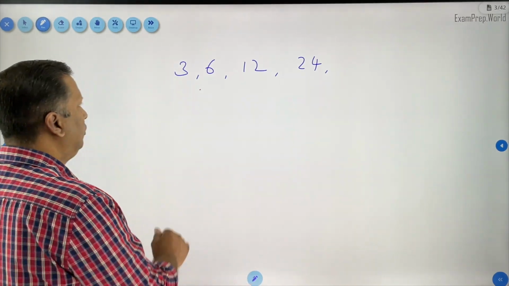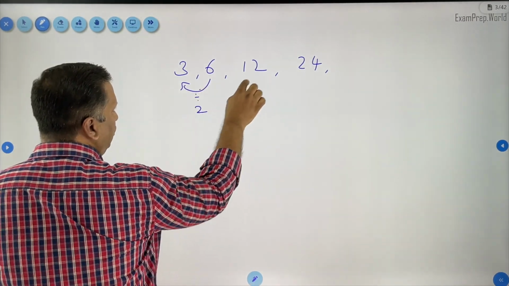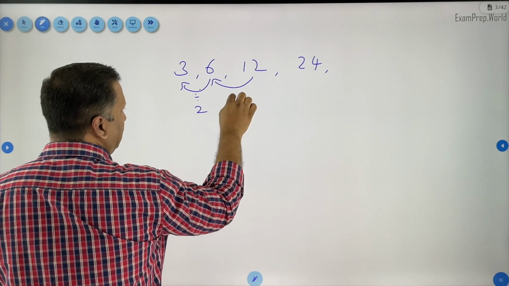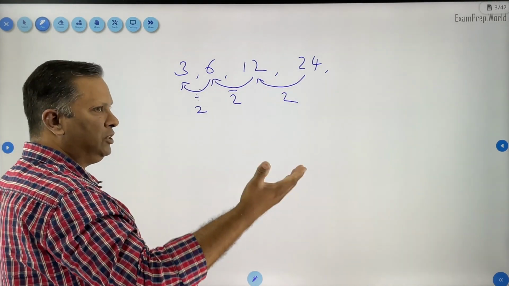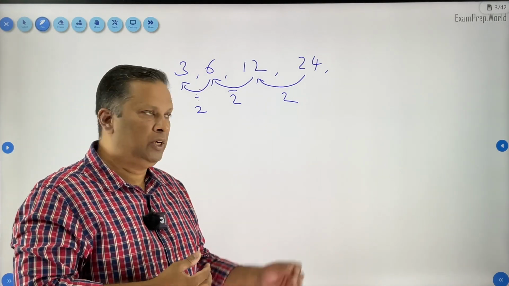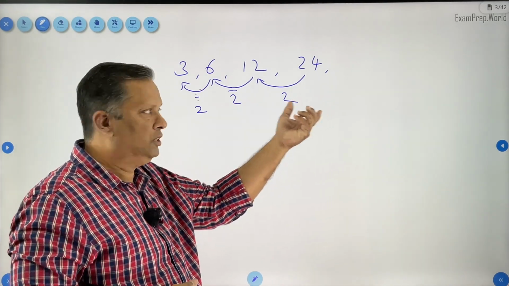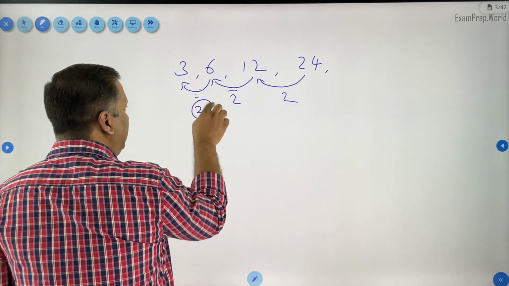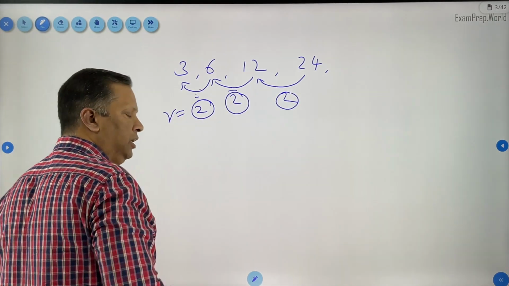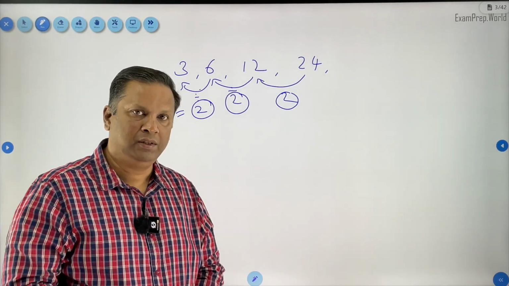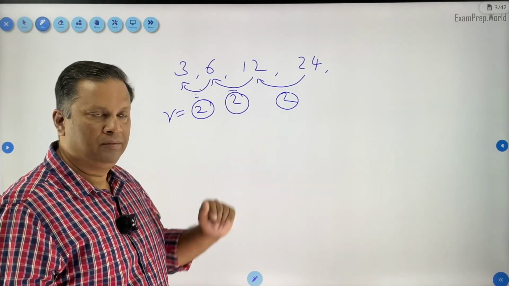So basically, 6 divided by 3, you get 2. 12 divided by 6 is also 2. So any next term divided by the previous term, you get a certain number which is your common ratio. Here we say the common ratio is 2, and we denote it with r. Clear? So common ratio you have understood, it is basically r.